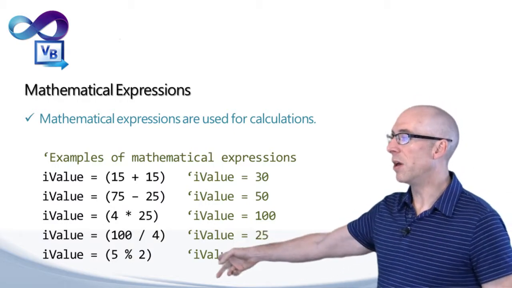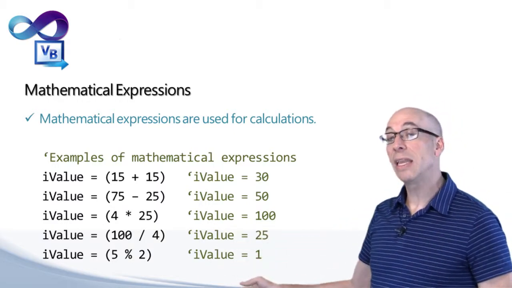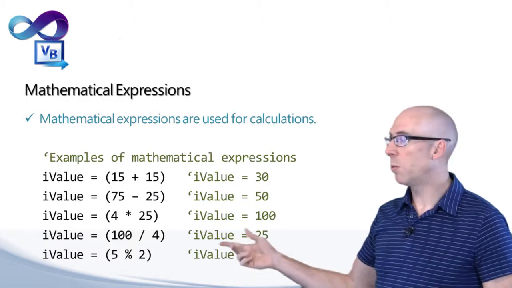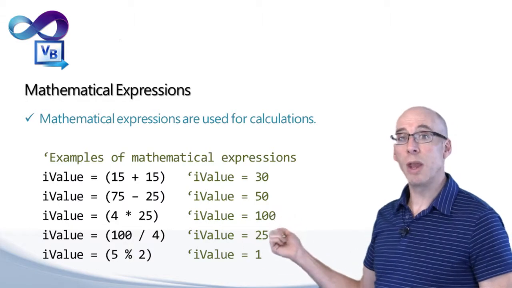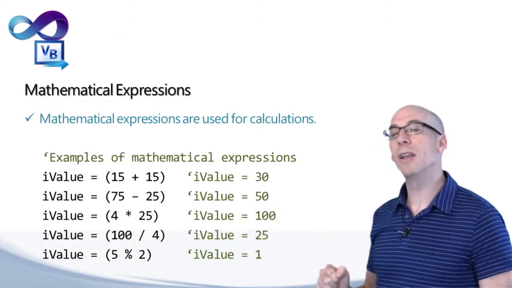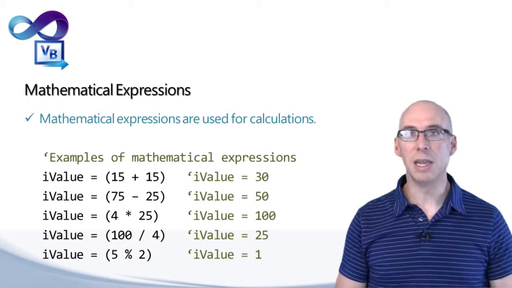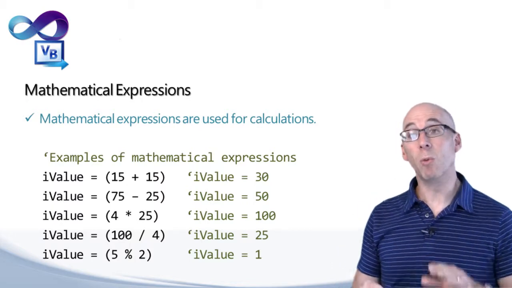Notice at the very bottom, the 5 mod 2, that gives us 1. So a lot of people think, well, 5 divided by 2, that's going to be 2. No, that's 2 with a remainder of 1. And so it's giving us that remainder. It's very handy. There are only certain situations where you're going to use it, but when you need it, there you have it.